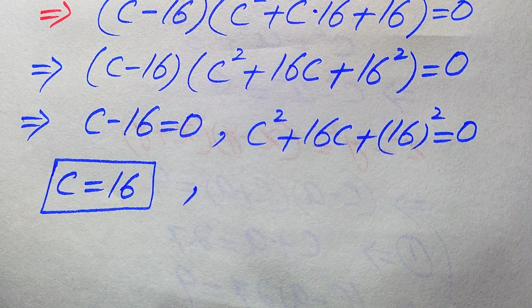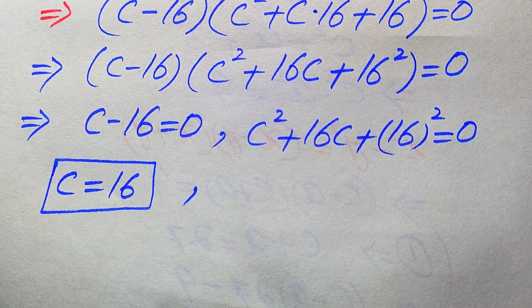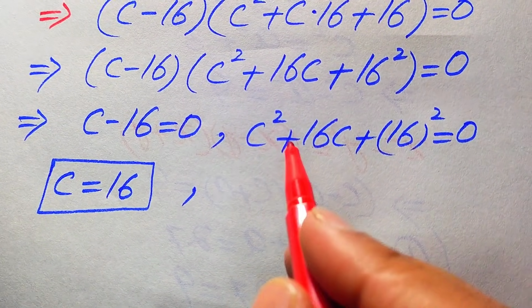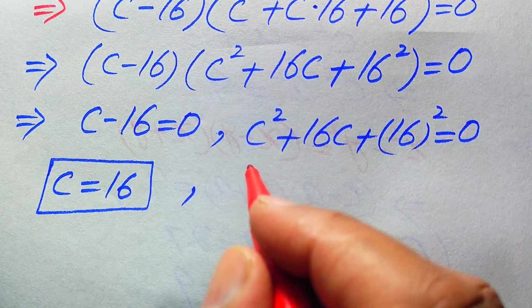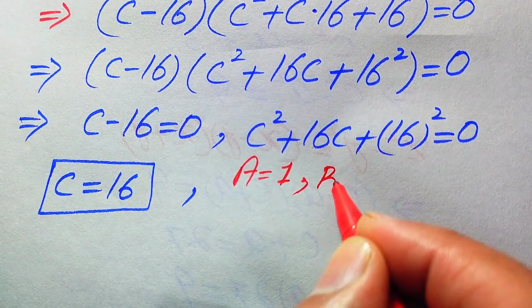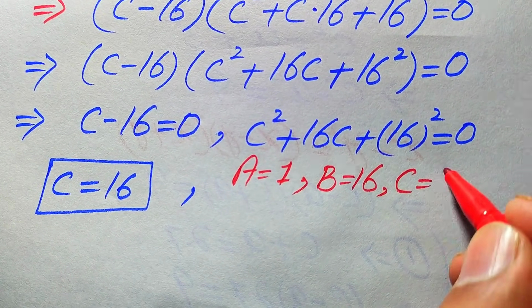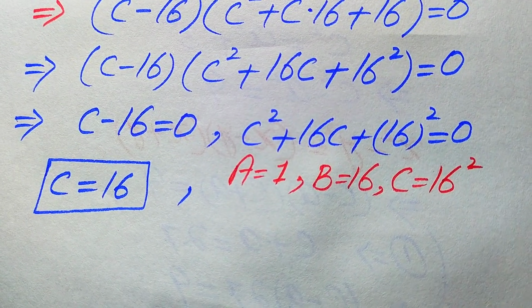The first method is the factorization method, the second one is the completing the square method, and the third one is by applying the quadratic formula. So here we need to use the quadratic formula to solve this quadratic equation. For the quadratic formula we need to write the coefficients of this equation, and its coefficients are A equals 1, B equals 16, and C equals 16 squared.